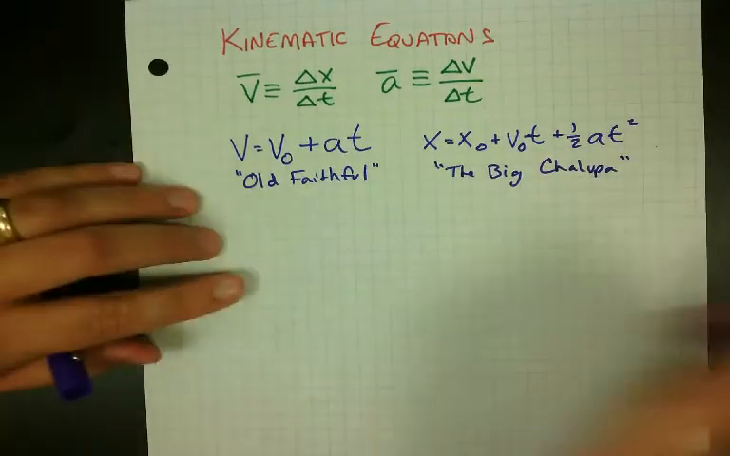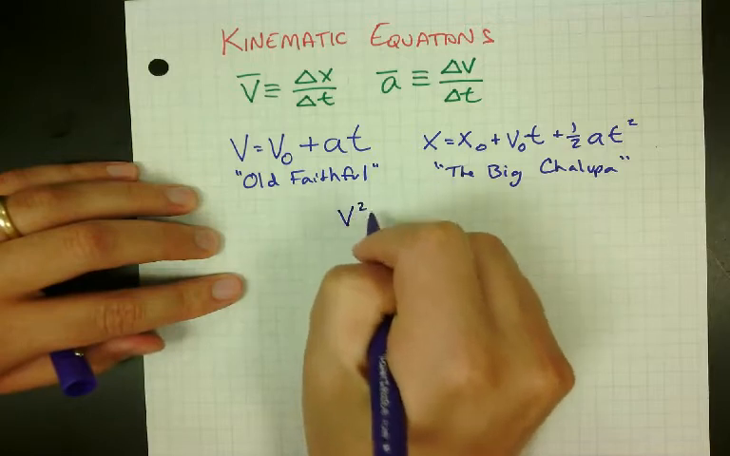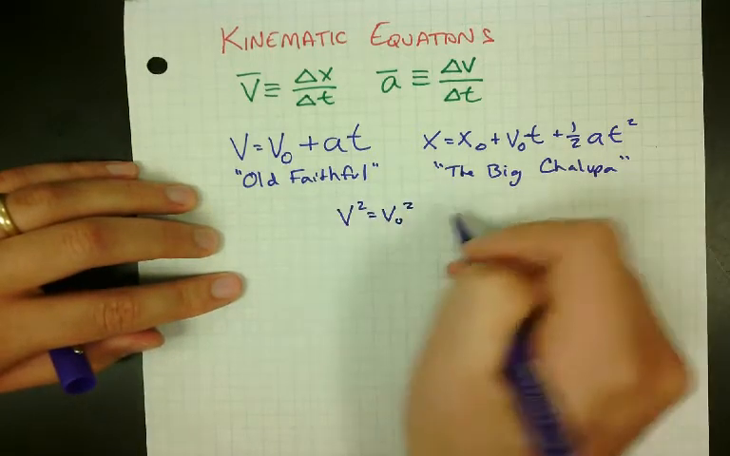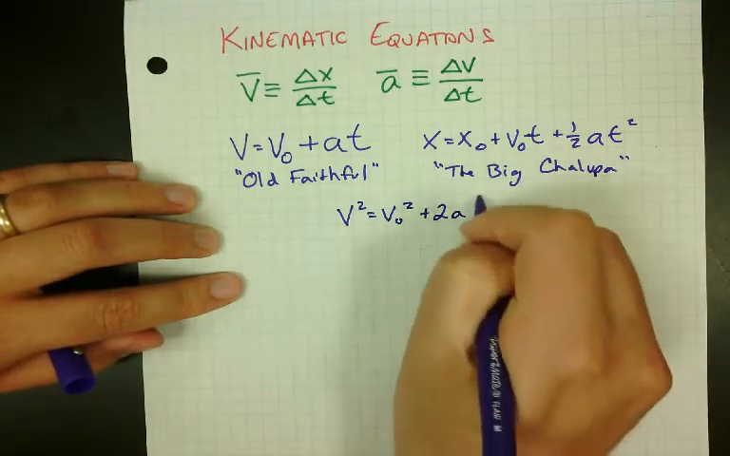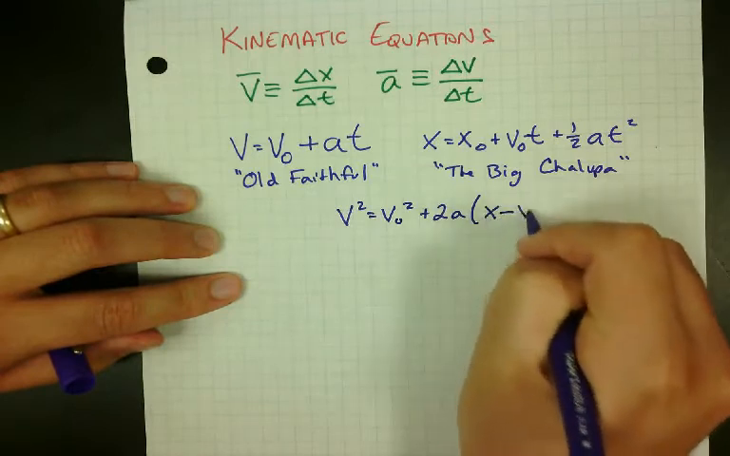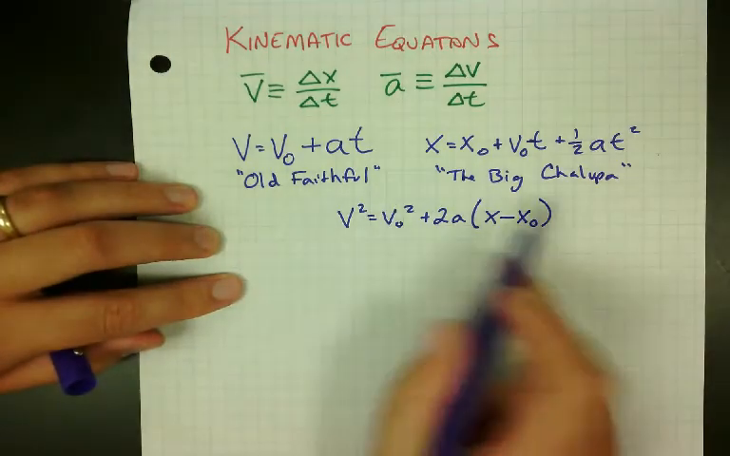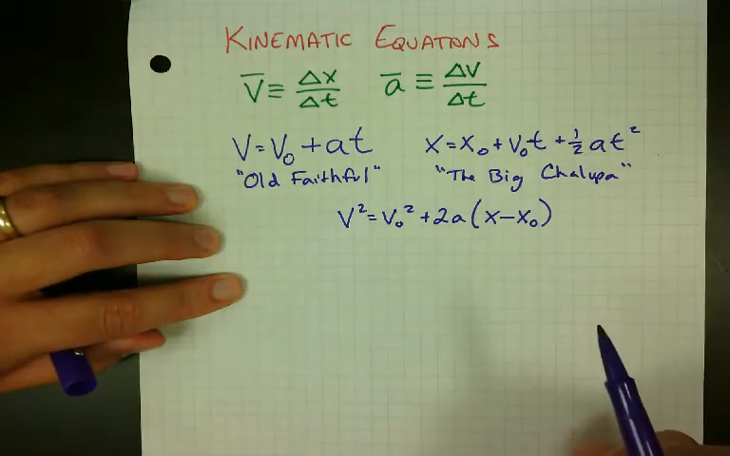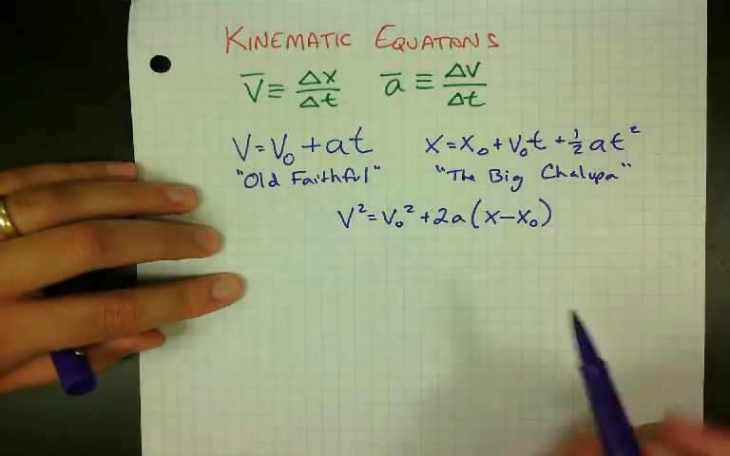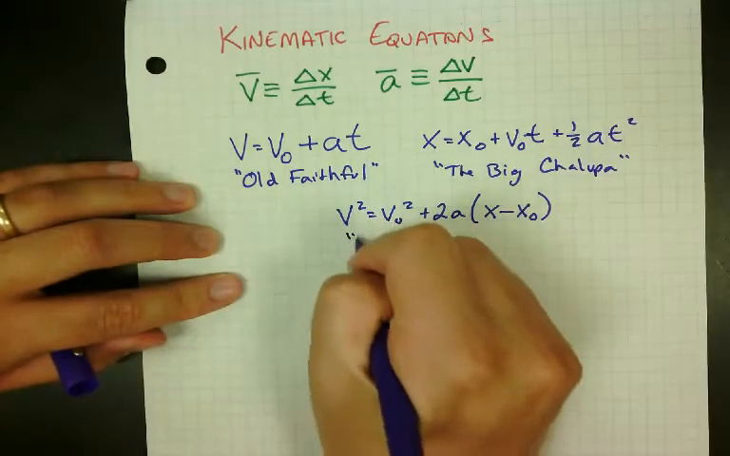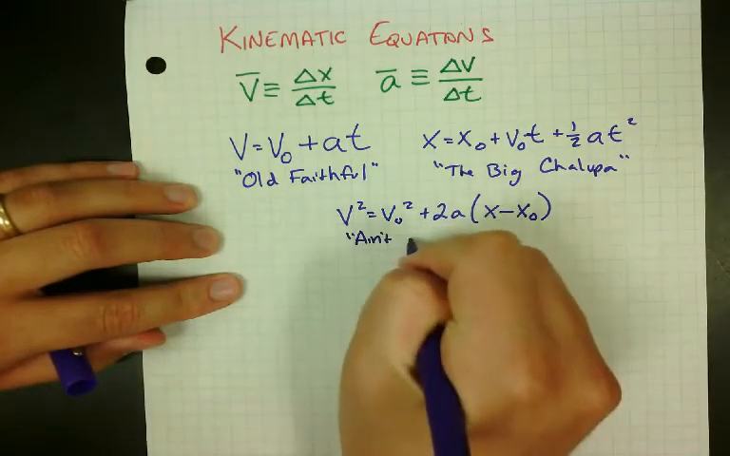And we've got one other equation. V squared equals v naught squared plus 2 times a times quantity x minus x naught. And this is the equation you use when there's no time in it. So if you don't know the time in a problem, you use this equation. And for that reason, we call this equation Ain't Got No Time.